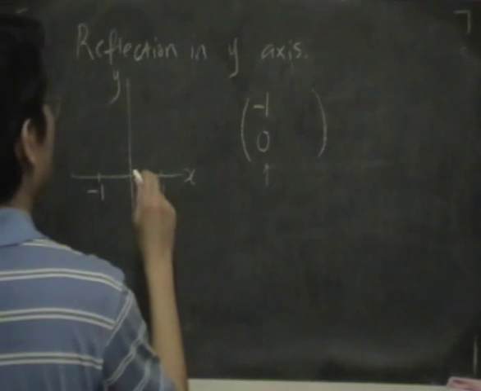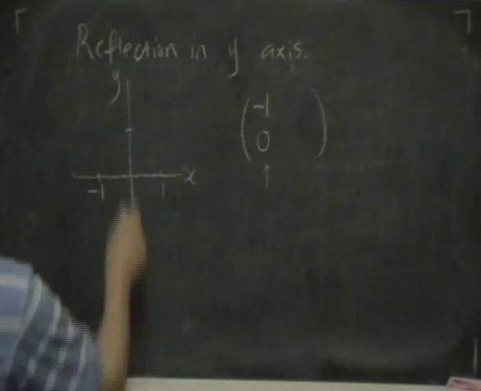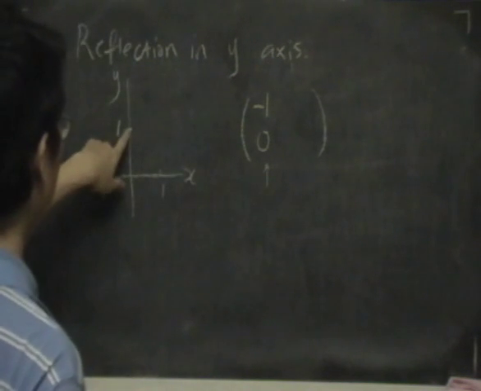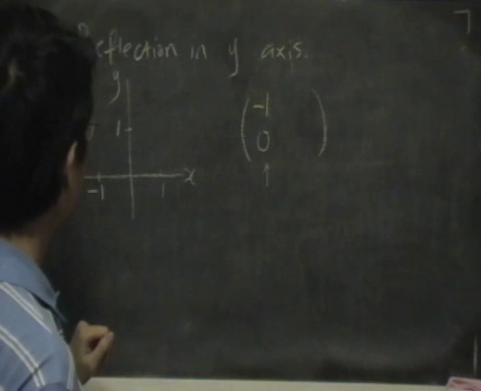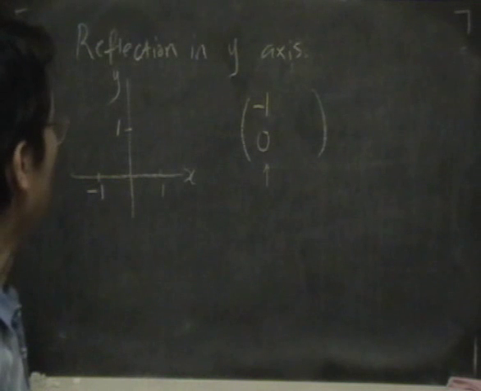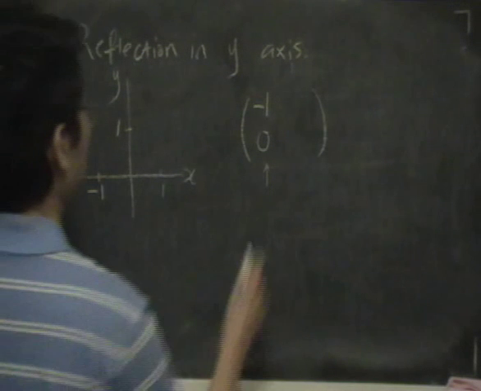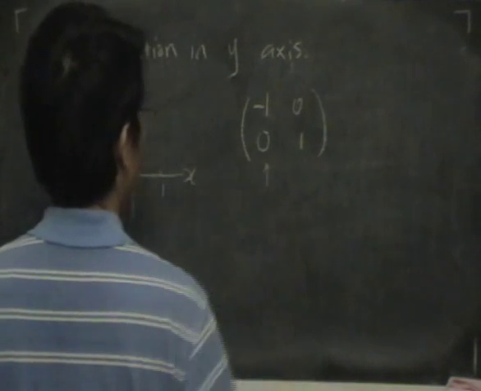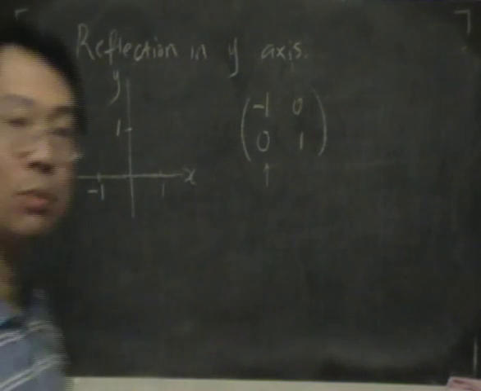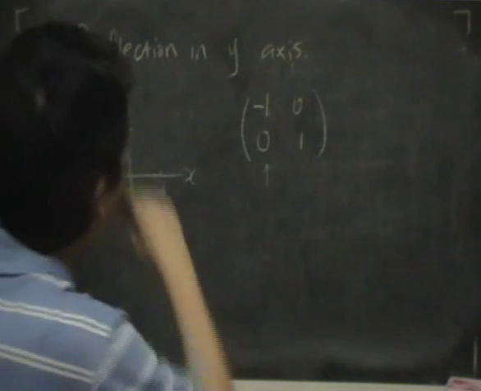Next, the point 1 on the y-axis. Now since I'm reflecting in the y-axis, a point on the y-axis will just stay at the same point. The image is just the same point. So that point is 0, 1. 0, 1 is the coordinates, the position of that point. So there we have the matrix. Okay, moving on.